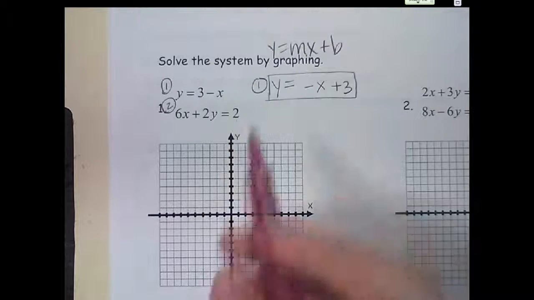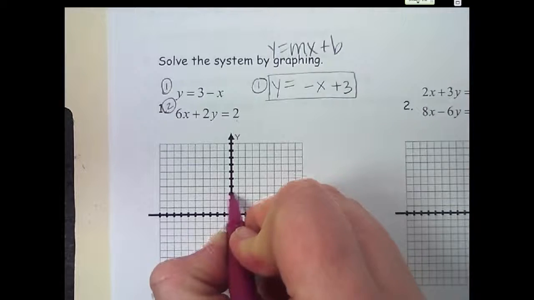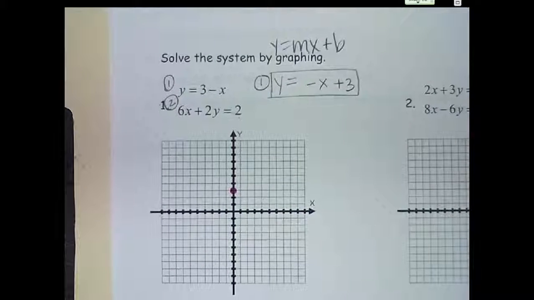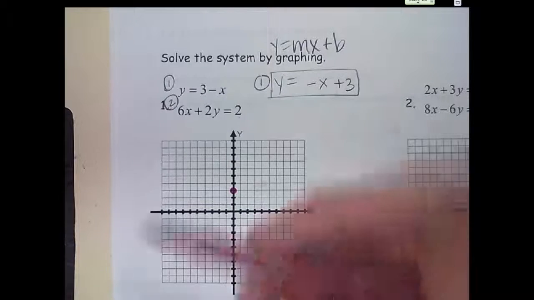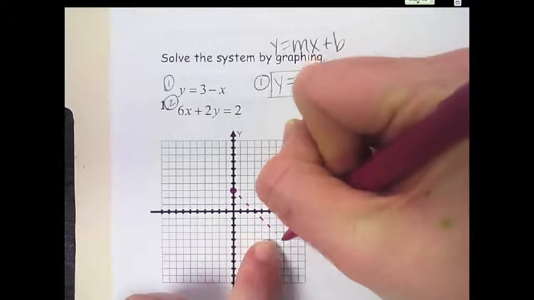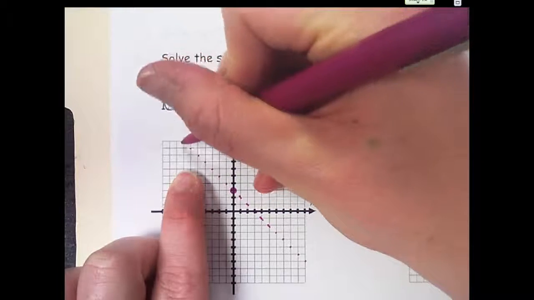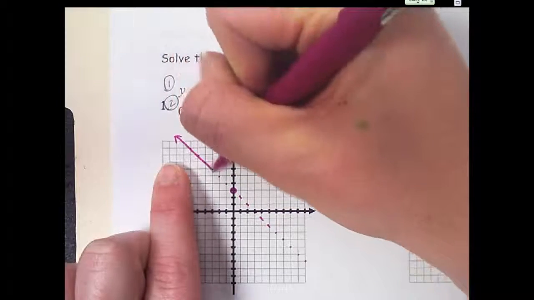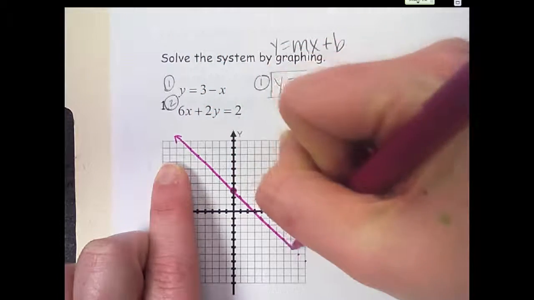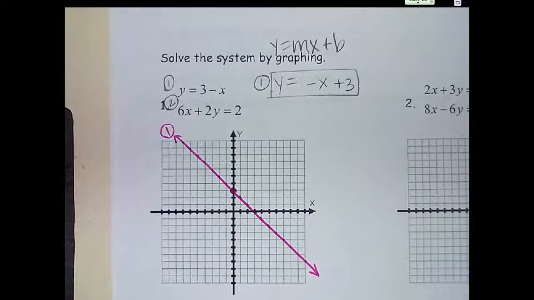I'm going to go ahead and graph equation number 1. Start at positive 3 on the y-axis. What's our slope here? Negative 1, so down 1 over 1. Make sure you're careful about your slope because hopefully they cross somewhere and you can easily see where they cross. And then I'm going to put a little 1 on that line so I know which one is which.